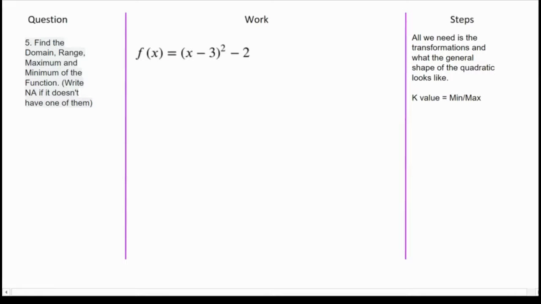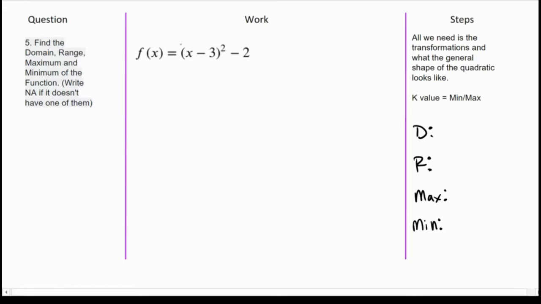He has to find the domain, range, maximum, and minimum of the function, and then write NA if it doesn't have one of them. So let's just list these off first. So domain, range, maximum, and minimum. A couple things that we need to know about parabolas. We need to know the general shape of them.